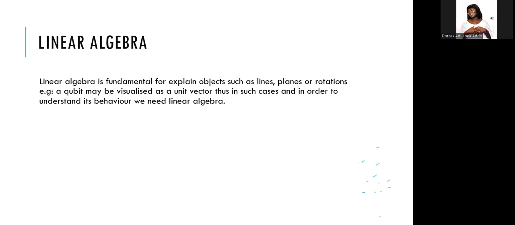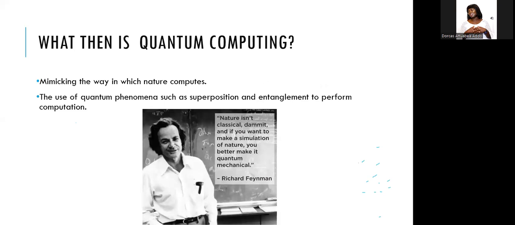So linear algebra, I'm just mentioning this so that even after this, if you want to refresh your memory, you know what things you might need in learning quantum computing. Linear algebra is a fundamental part of this, because you use it for explaining objects such as lines, planes, or rotations. These are the things you'll be using on the Bloch sphere, for example. It's just a gentle reminder that your linear algebra should be up to speed. It's not a very heavy mathematical thing, but it's good to know it.